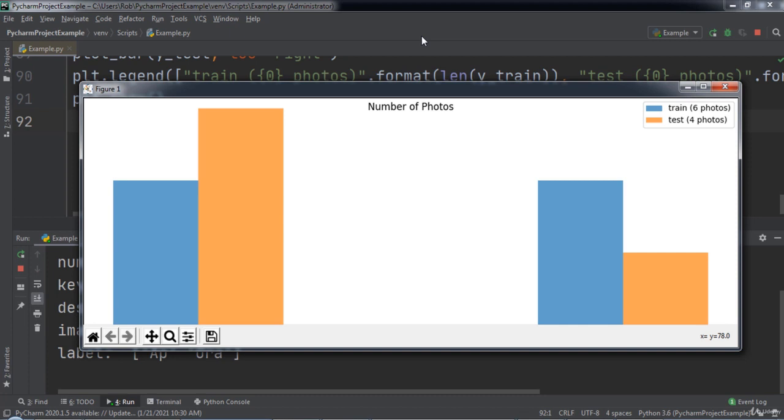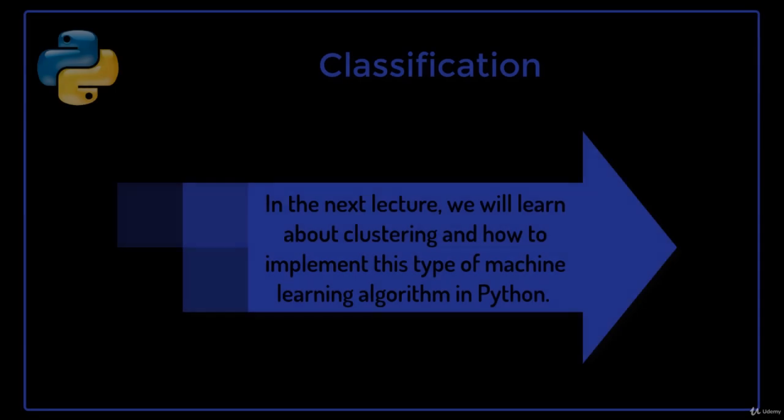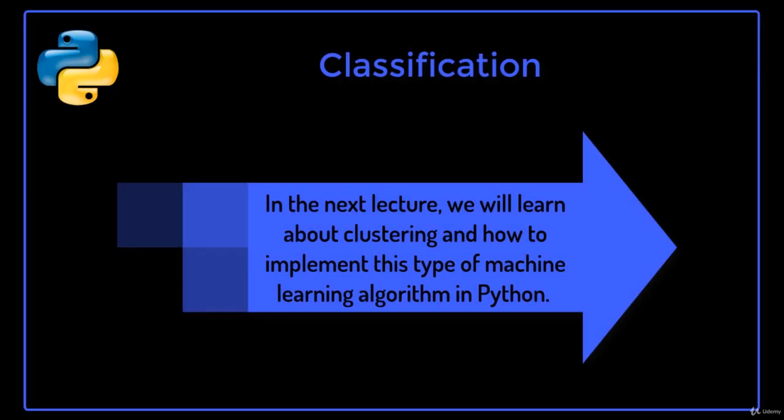Recall that we had 6 apple photos, but 3 were used in training, so we have 3 in our test. We started with 4 oranges, our training took up 3, so we were left with 1. It looks like the computer correctly identified that there were 3 apples and 1 orange in the test group. Great work. You just wrote a classification program that can correctly identify if an image is an apple or an orange. In the next lecture, we will learn about clustering and how to implement this type of machine learning algorithm in Python.